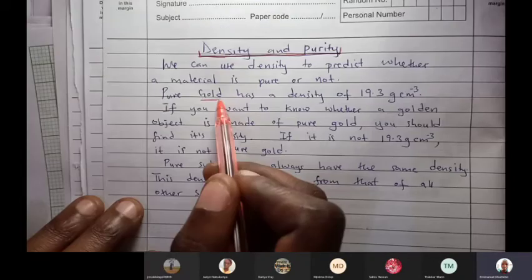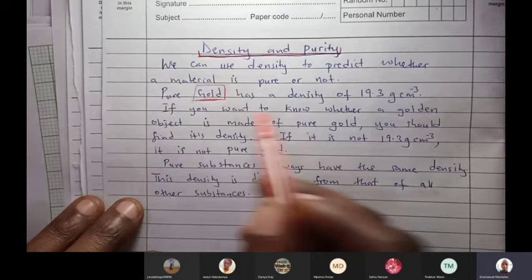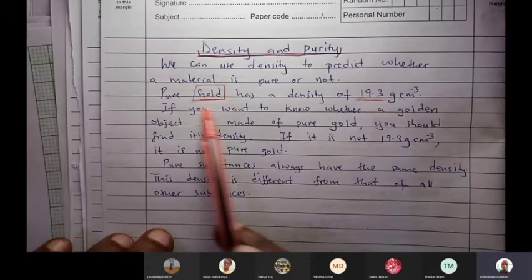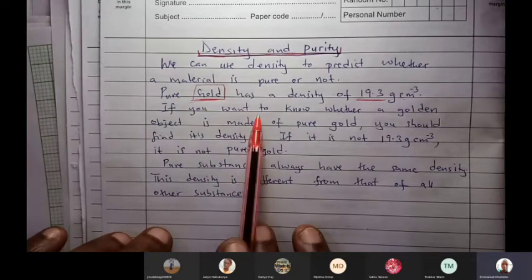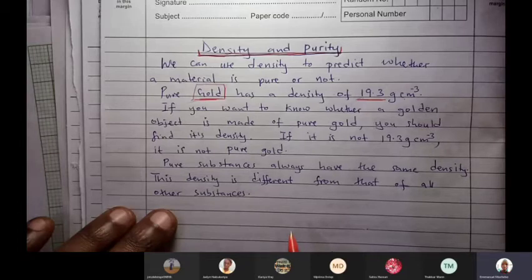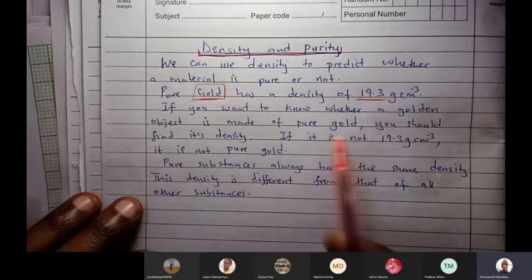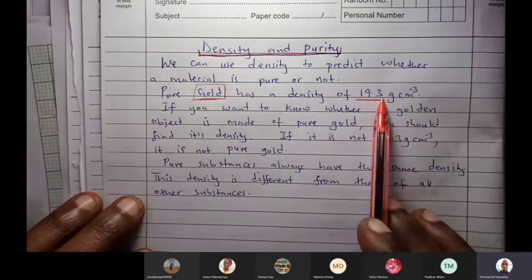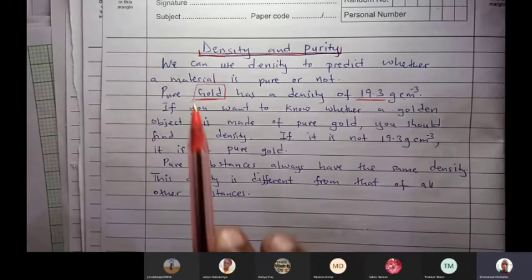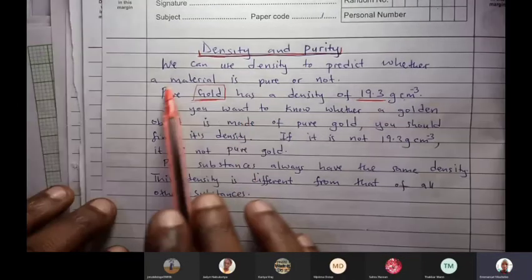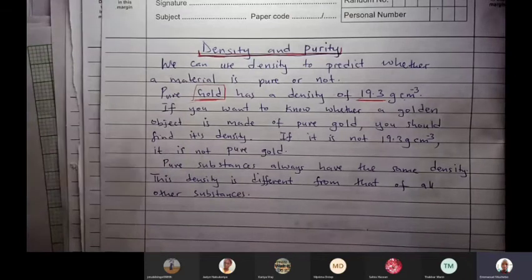Theoretically, the density of pure gold is 19.3 grams per cubic centimeter. So when you go to the lab, you are supposed to look for the mass of that object. You also get the volume of that object, and then you calculate the density. In case the density of that trophy is not 19.3, then it is not pure gold. But if it's 19.3 grams per cubic centimeter, then it is pure gold.